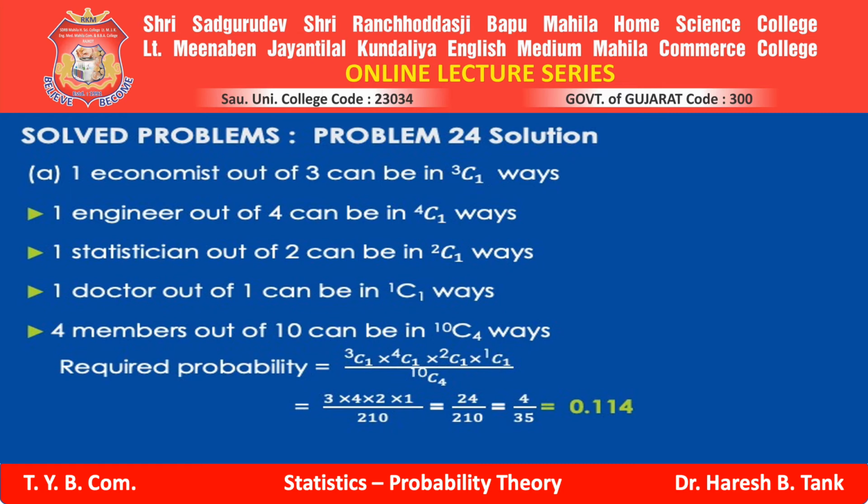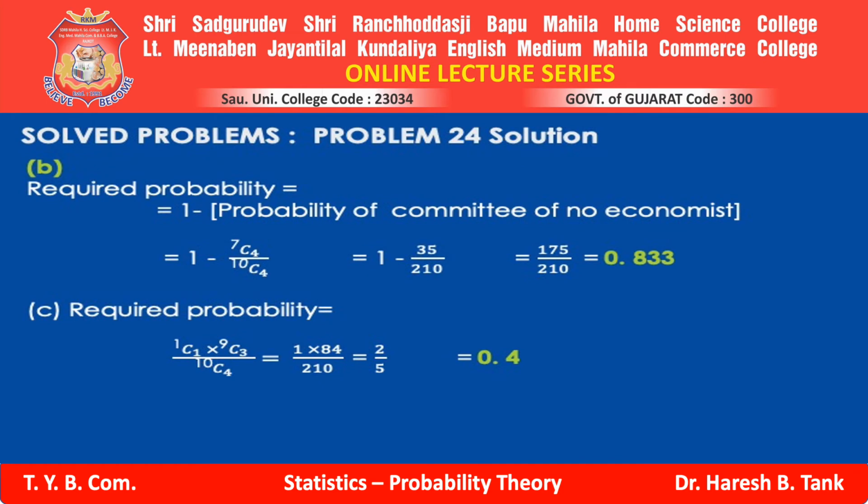Okay. Let us see the second part of this example. At least one economist is nothing but 1 minus probability of no economist. No economist means economists are to be deducted from it. So 1 minus, this can be done as 7C4 divided by 10C4 ways. Simplifying it, it comes to 175 divided by 210, which is 0.833. Right enough?